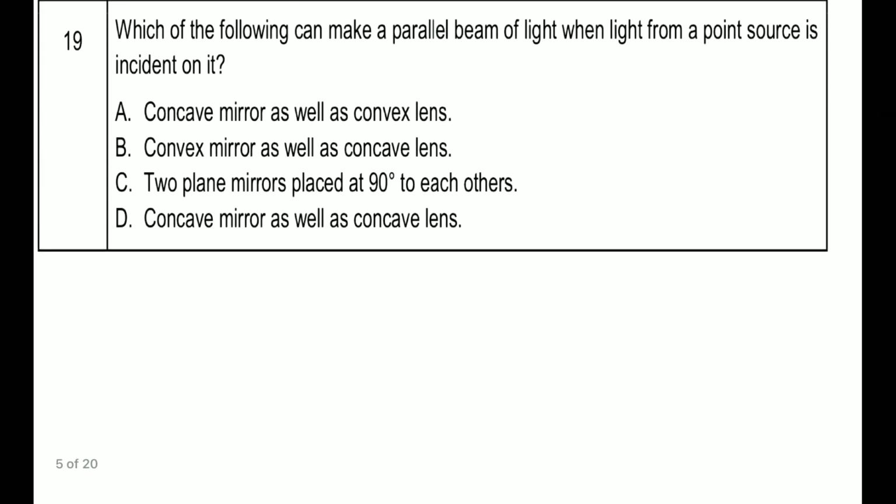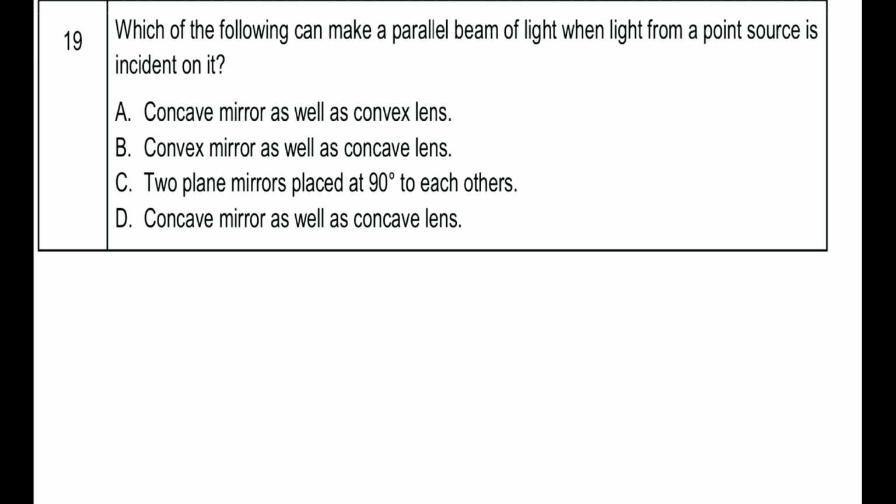This is question number 19 of your sample paper. Which of the following can make a parallel beam of light when the light from a point source is incident on it?